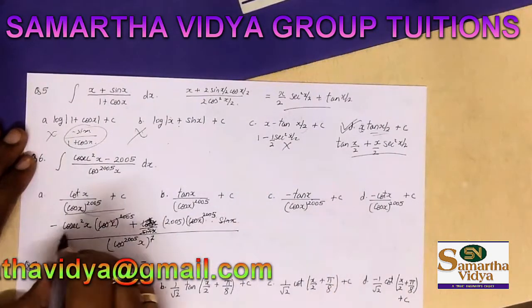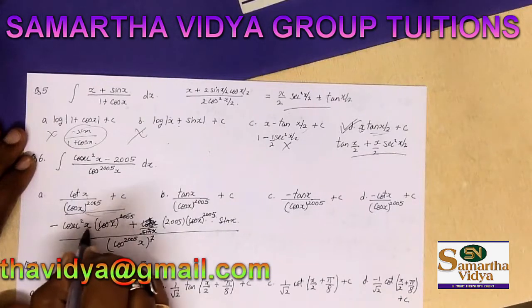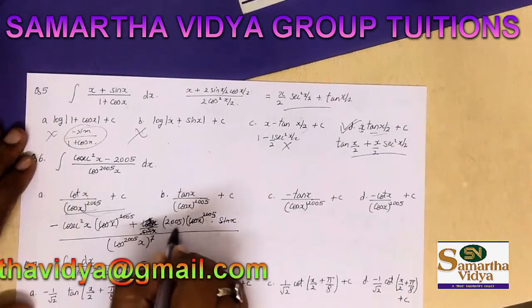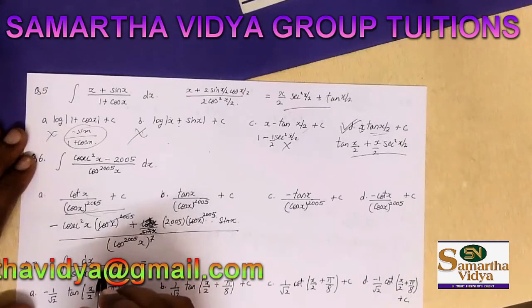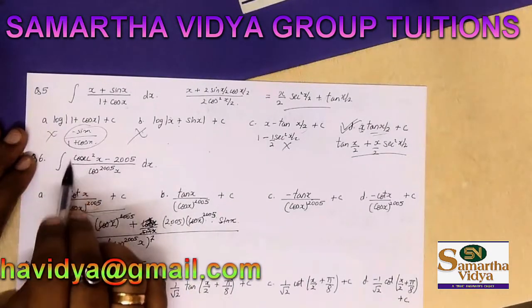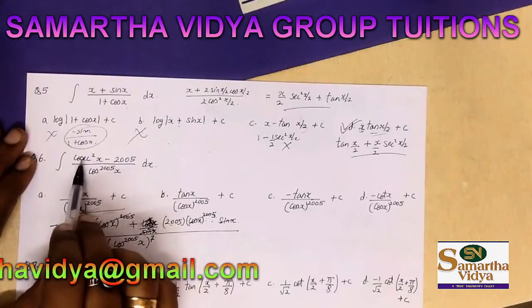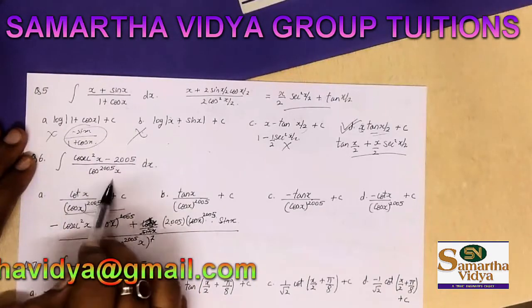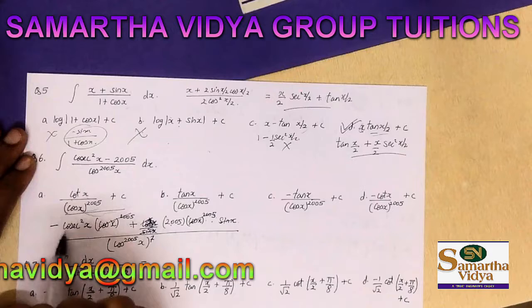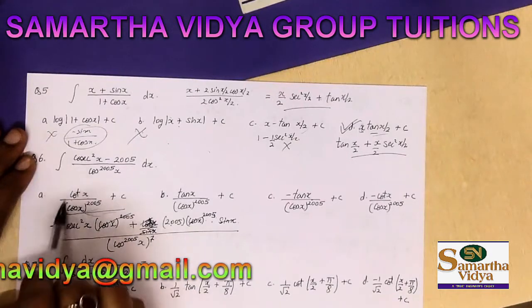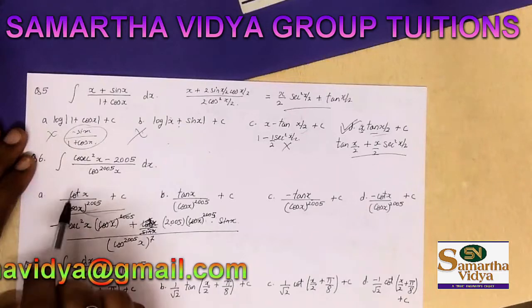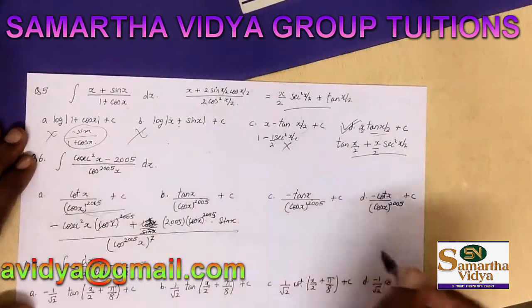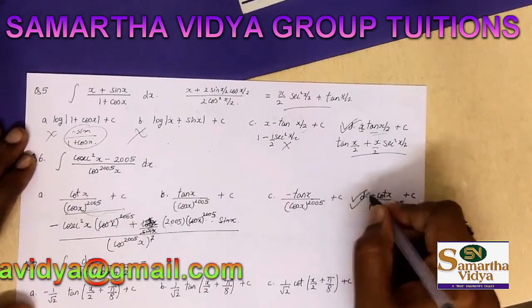So basically you can see that we are getting minus cosec square x plus 2005 divided by cos x raised to 2005. But in the question, we can see that it is cosec square minus 2005 upon this. So it's basically the negative of this. So instead of having a cot x with a positive sign, we have to start with a negative sign, which you can see is in option D.